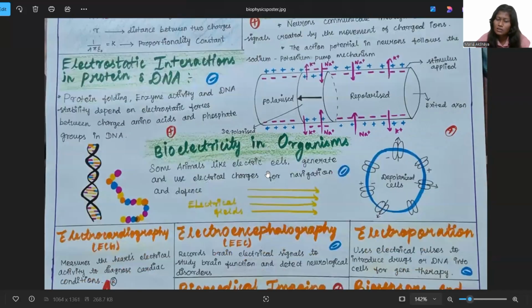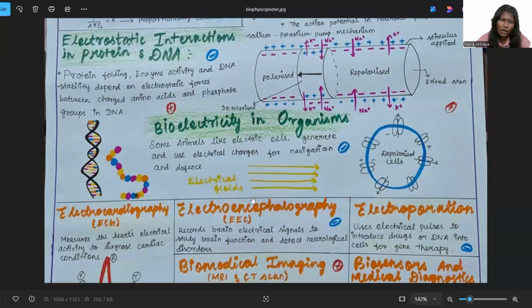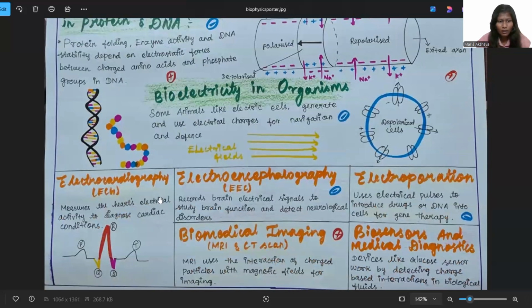And this is bioelectrical electricity in organisms. Some animals like electric eels generate electrical charges for navigation and for their defense. And further applications, like electrocardiography, ECG, measure the heart's electrical activity to diagnose cardiac diseases. And we can record the brain signals to study the brain function and detect neurological disorders. That is called EEG, which is electroencephalography. And in biomedical imaging like MRI and CT scan, electrical charges are also used as a principle.